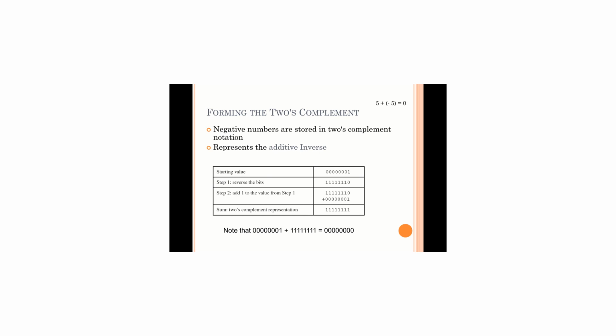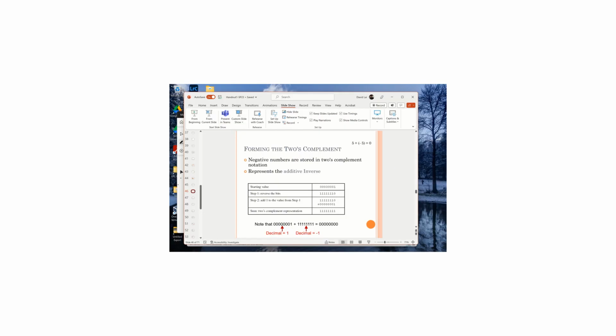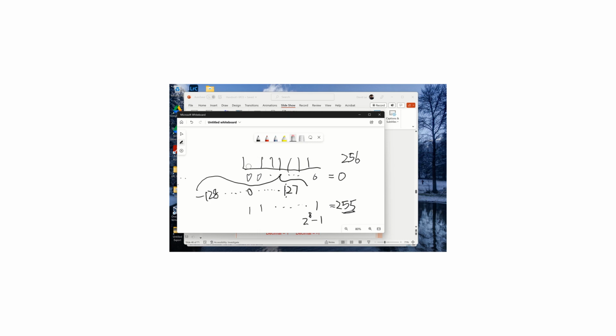Now, the thing I have not talked about is that I talked about how to use the most significant bit for signs, but how do you represent the value of a negative number? So, for example, how do you represent negative 3?